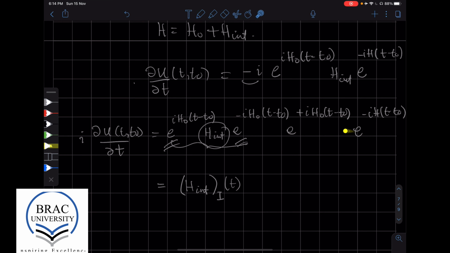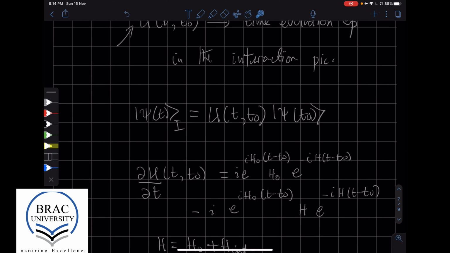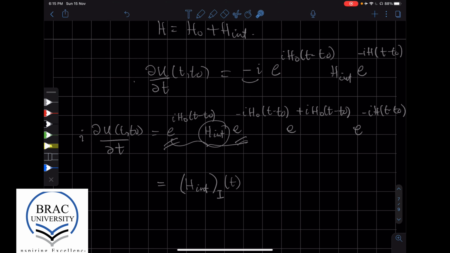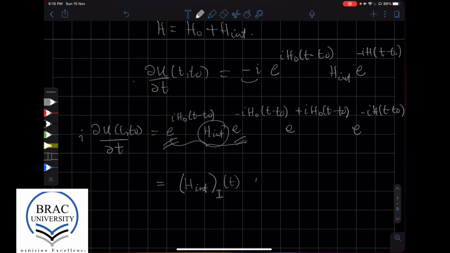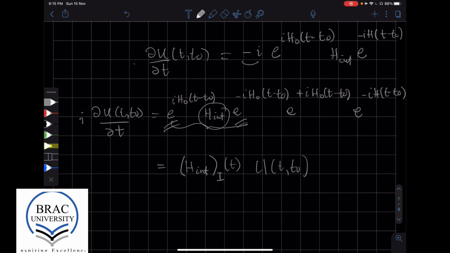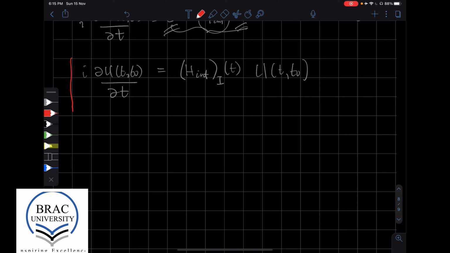And what about these two factors? If you look here, this is nothing but the unitary operator that transforms us from the Heisenberg to the interaction picture. So this is going to be U(t, t0). So this is what we called a Schrodinger-like equation. This is the evolution equation for the states in the interaction picture.